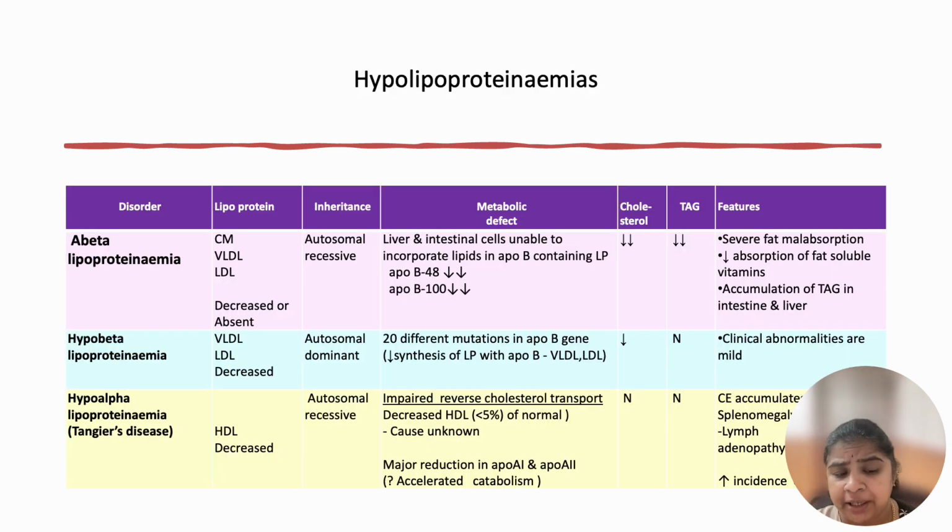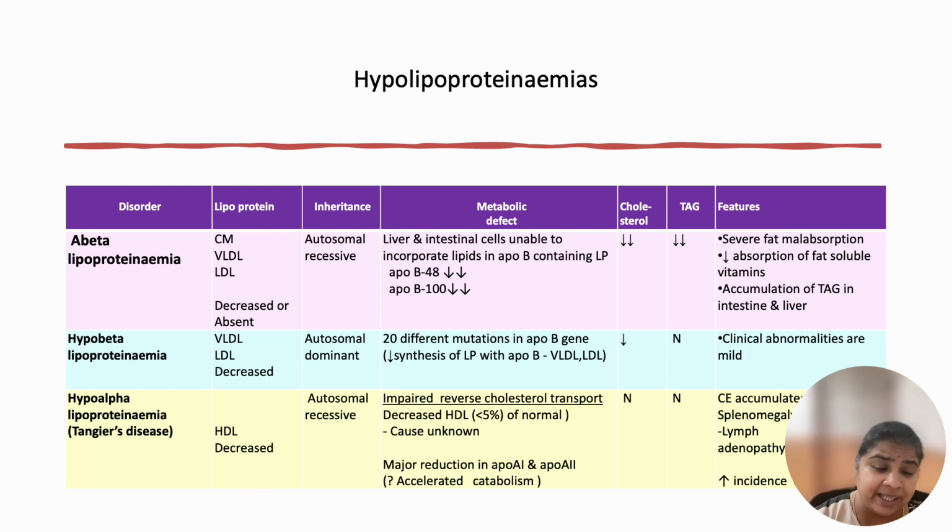Coming to hypolipoproteinemias, abetalipoproteinemia is complete absence of the beta fraction. So, VLDL, LDL are almost absent or decreased to a large extent. Possible cause could be liver and intestinal cells unable to incorporate apolipoprotein B into the lipoprotein. So, excretion will get affected. So, there will be reduced cholesterol and triacylglycerol, and they will also manifest with severe fat malabsorption, decreased absorption of fat soluble vitamins, and accumulation of triacylglycerols in intestine as well as liver.